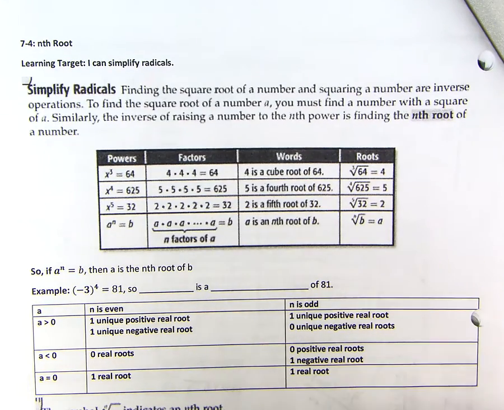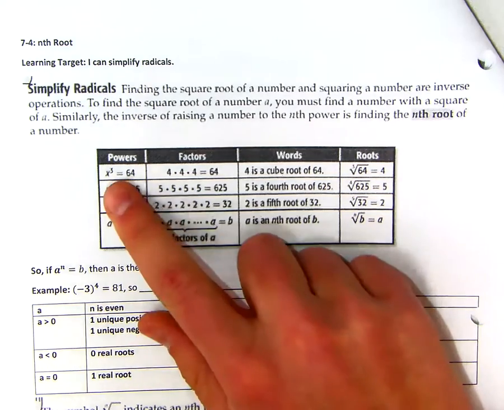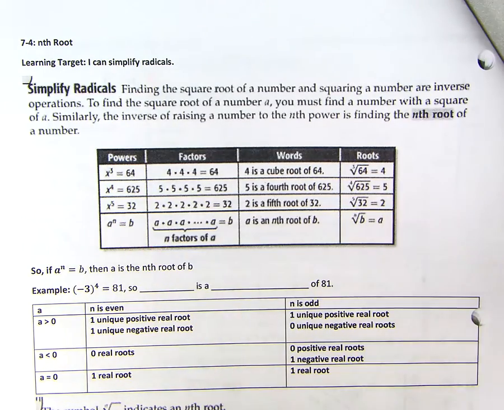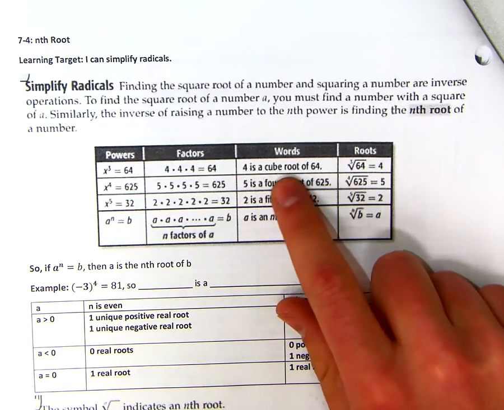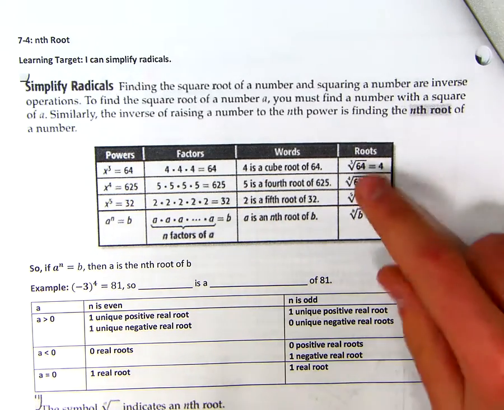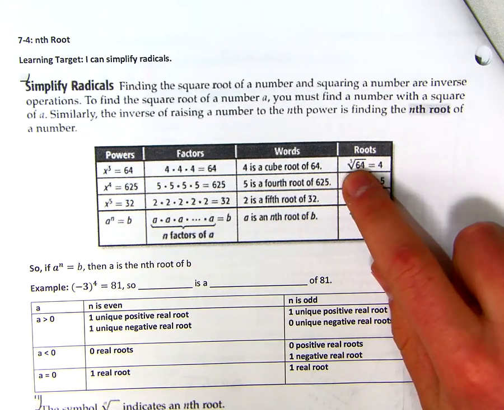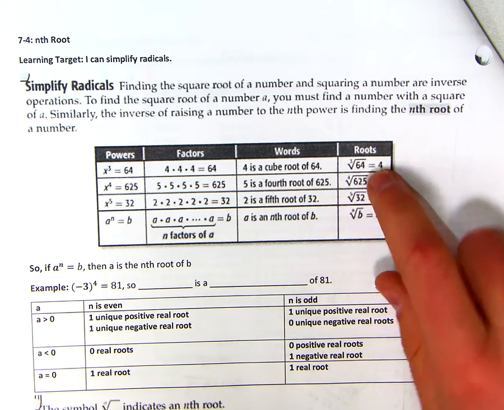But basically, we have these radicals, we have these powers that we've been talking about, right? For example, x to the third equals 64. Well, what's x? What number to the third equals 64? Well, it's 4. 4 times 4 times 4 equals 64. In words, we say 4 is the cube root of 64, right? And it kind of looks like if you took the cube root of 64, it equals 4.